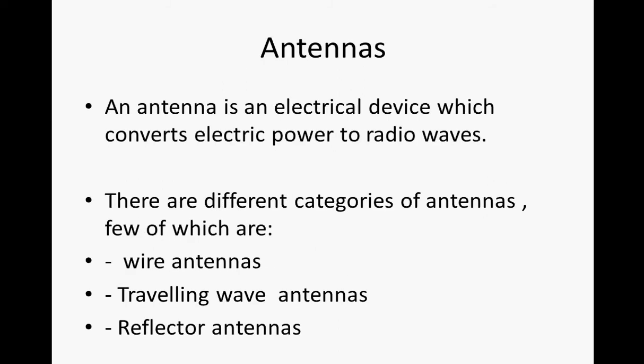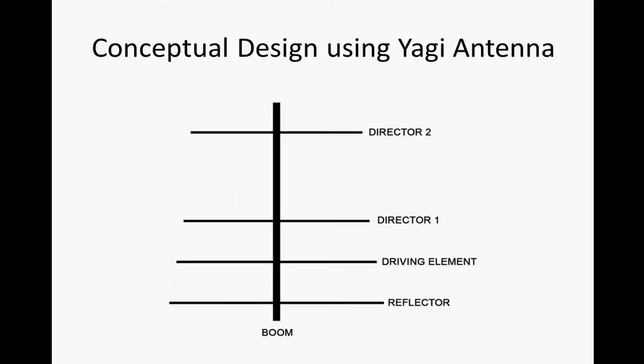An antenna is an electrical device which converts electric power to radio waves. There are several different types of antennas out there. However, we chose to work with the Yagi antenna mainly because it can operate at the specified frequency range. Here we have a conceptual model for this antenna shown in the figure.